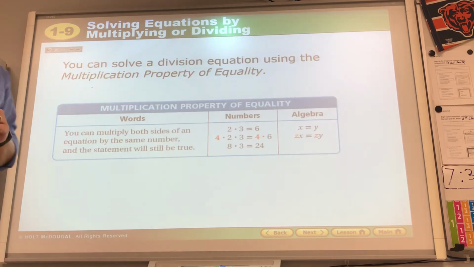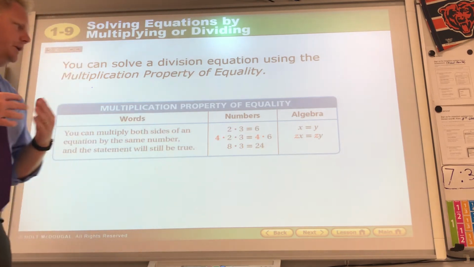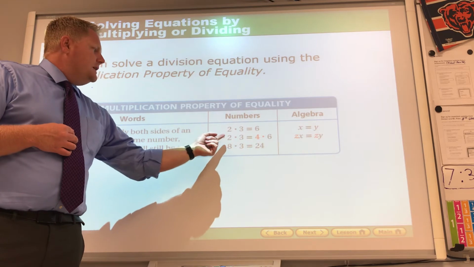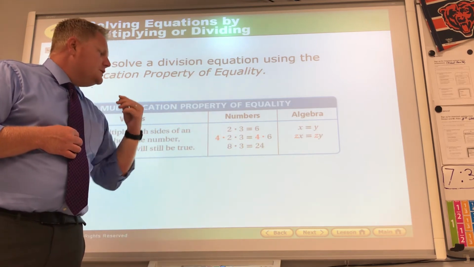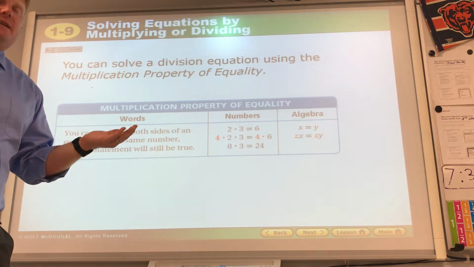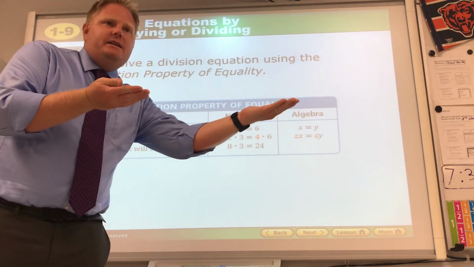We can do the same thing with multiplication. When we see division, we use multiplication to undo it. And 2 times 3 is 6. So 4 times 2 times 3 is 24, just like 4 times 6 is. So if we multiply both sides by the same number, we keep that scale balanced.